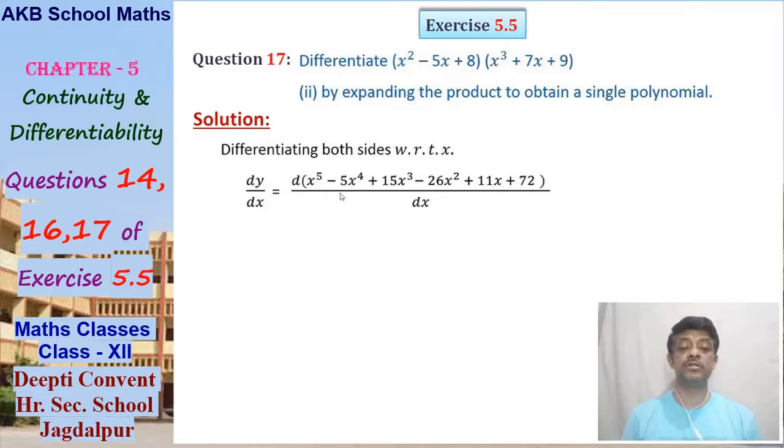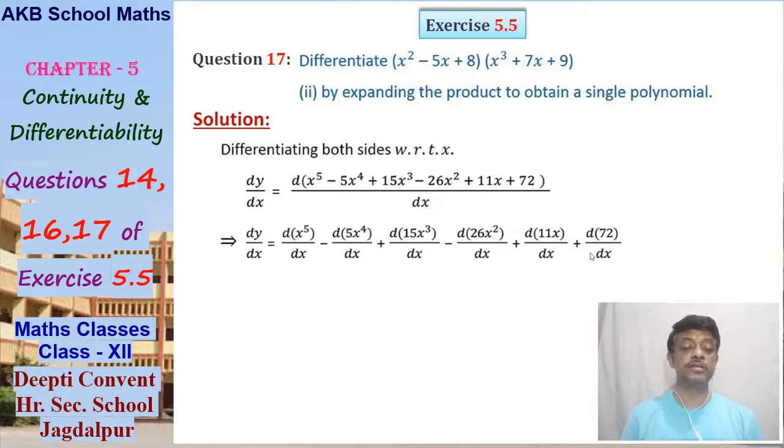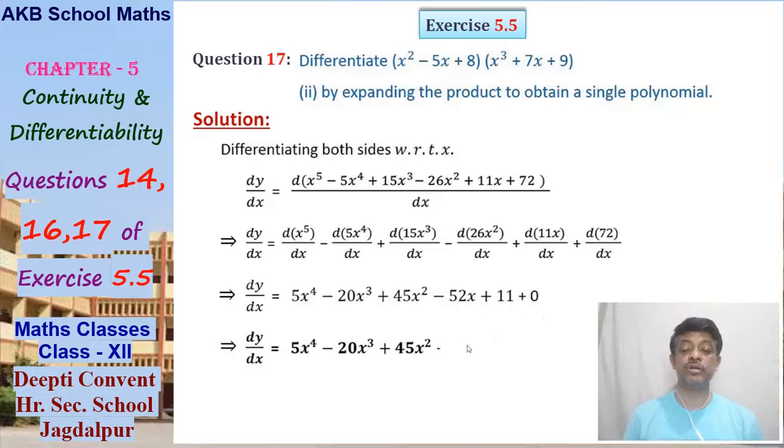Now distribute the differentiation term by term. So we get like this: differentiating 5x to the power 4 gives 20x cube, then 45x square minus 52x plus 11 plus 0. So dy by dx equals this. This is the value of the derivative by making a single polynomial and differentiating directly. This value is the same as we got in the first part of the question.